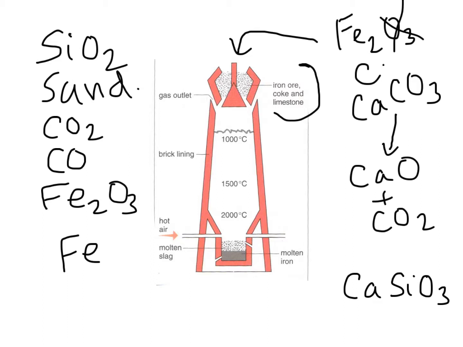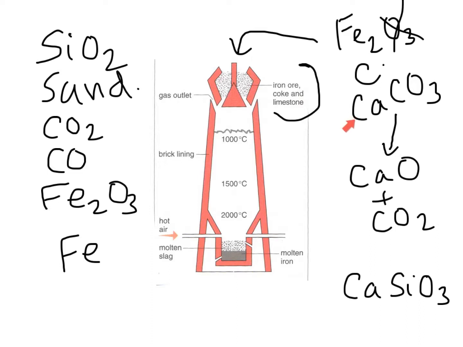So let's summarize all the reactions that happen in the blast furnace. Initially, the carbon becomes carbon dioxide, and then it becomes carbon monoxide, which reacts with iron oxide to produce iron.